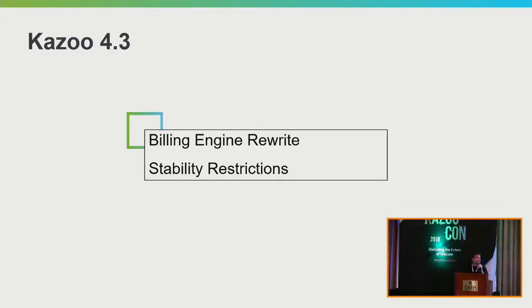4.3, the billing engine was the primary driving factor for 4.3, and that is a complete rewrite. The reason that we do need a complete rewrite is the original billing engine was written for our purposes. We originally would inform people that this is just something we wrote for us. We're not interested in writing a billing program. If you want to bill with Kazoo, find an outside solution.